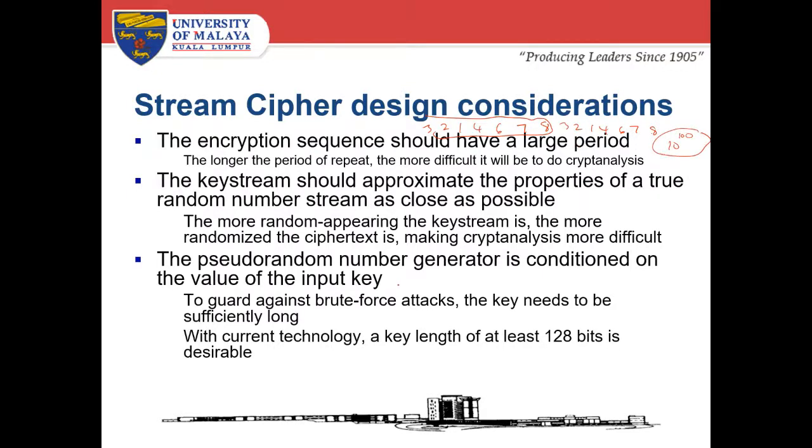The key stream should approximate the properties of a true random number stream as closely as possible. The more random appearing the key stream is, the more randomized the ciphertext is, making cryptanalysis more difficult. The higher the level of randomness, the more secure the stream cipher will be. The higher the randomness of the ciphertext, the more difficult it is for hackers to break it. The key stream random number generator is conditioned on the value of the input key. It is to guard against brute force attacks. The key needs to be sufficiently long. With current technology, a key length of at least 128 bits is desirable, as we have seen in the previous table.